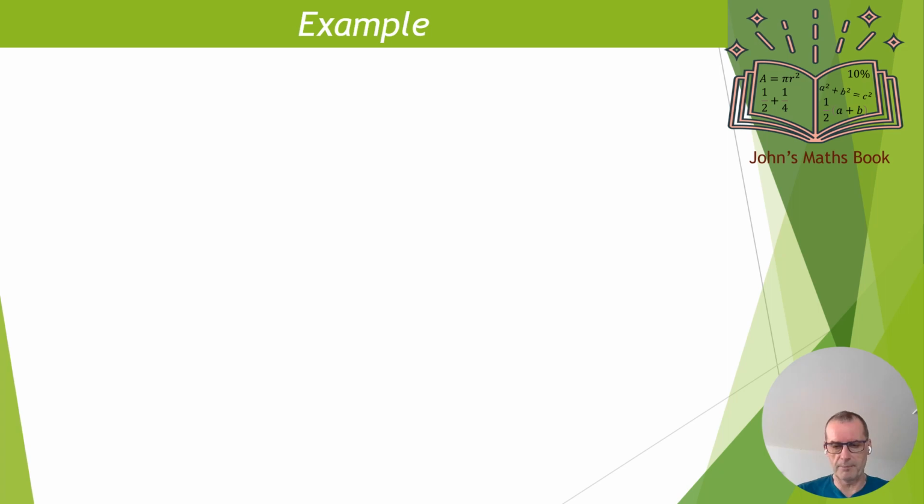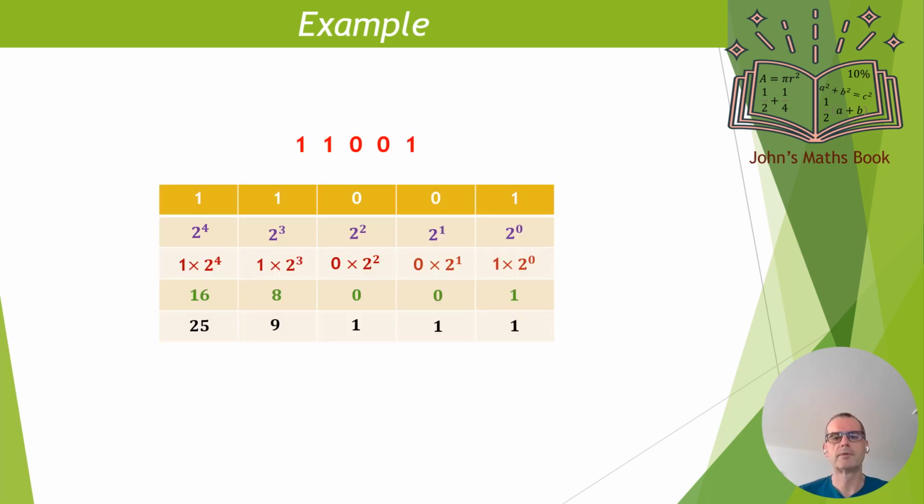Let's look at another example of how to convert a binary number to a decimal. So in this case, I've picked binary number 11001, and I've arranged the number in 5 separate columns, 11001.